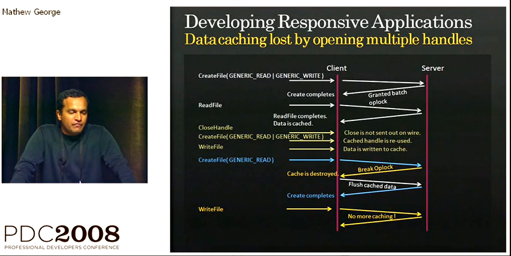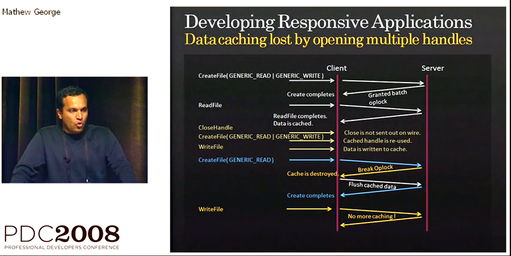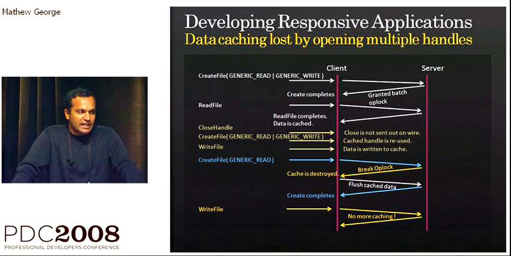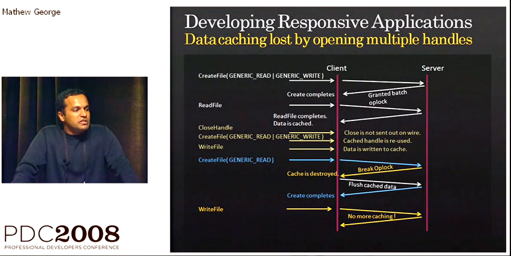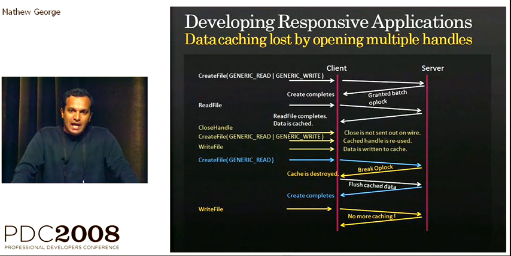What happens is that we cannot use the same handle because this open is different. It's a generic read. It does not have the right option, a right flag on it. So the server actually breaks the op lock because it's a second handle on the same file. And as a result of breaking the op lock, you lose the cache. So the client flushes out the cache data which it wrote earlier, and then it tears down the cache, and then the create completes.